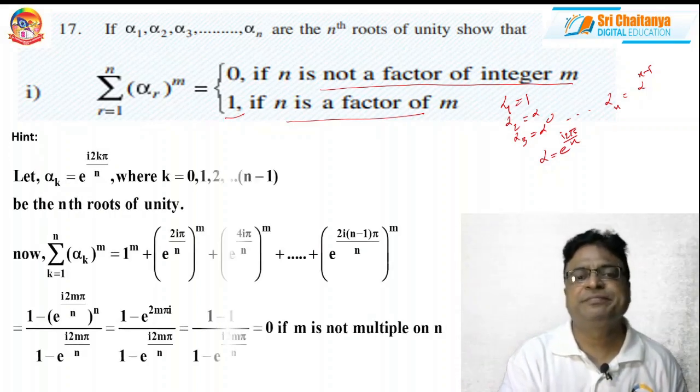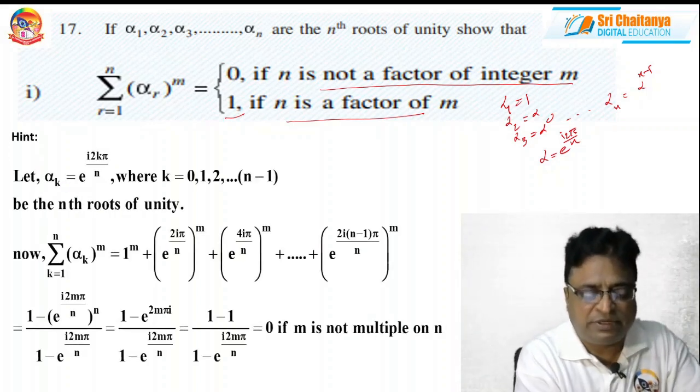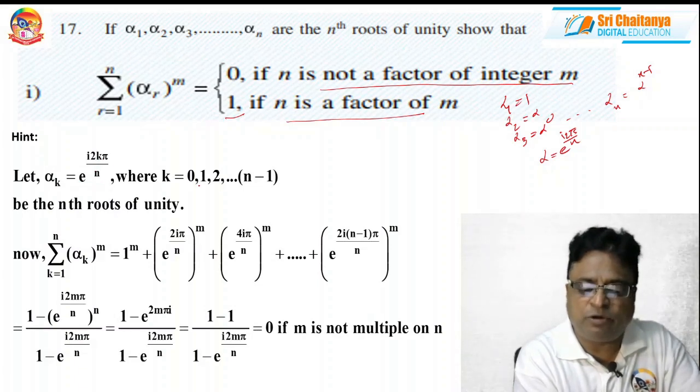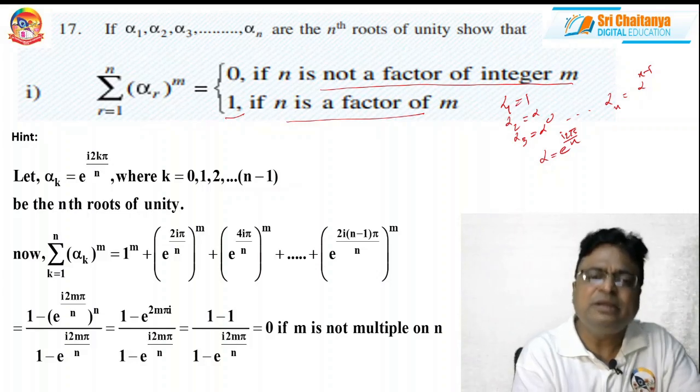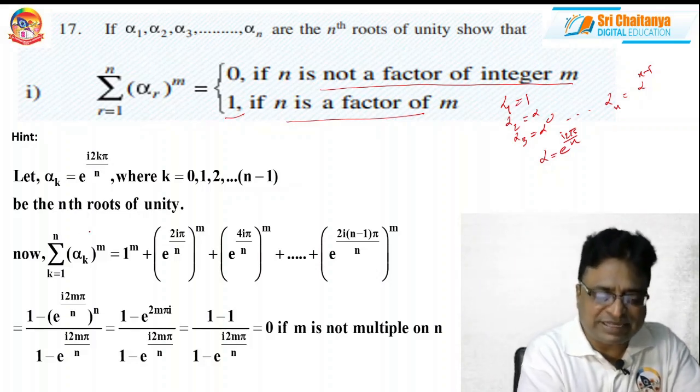See the hint here. So this is my alpha k, e power i 2 k pi by n, where k equal to 0, 1, 2, 3, up to n minus 1. 0 to n minus 1 means totally how many roots are there? n roots are there. So this is given for me.